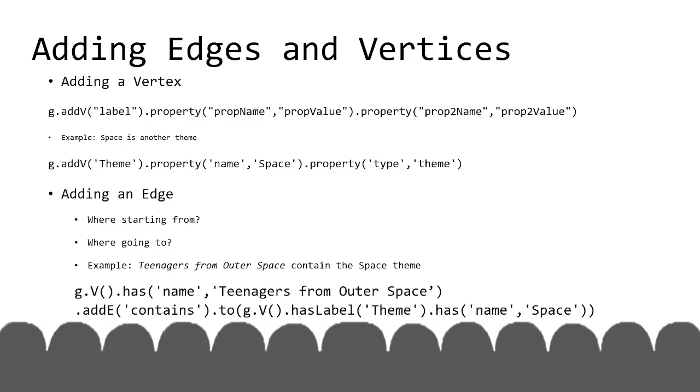So that's g.v.hasLabel theme.hasName space. Now you might be wondering, could you have done just g.v.hasName space? In this particular demo, yes, because there are no movies or episodes that are called space. However, to be more specific and clear that we want the theme namespace, I included the hasLabel theme first and then filtered on the name.